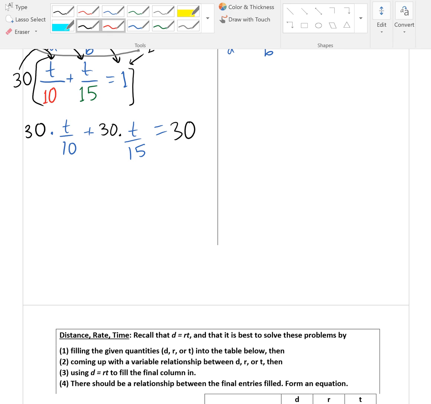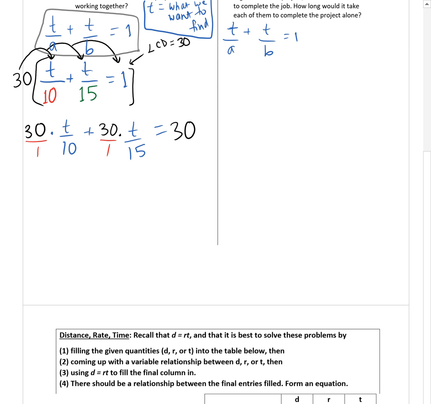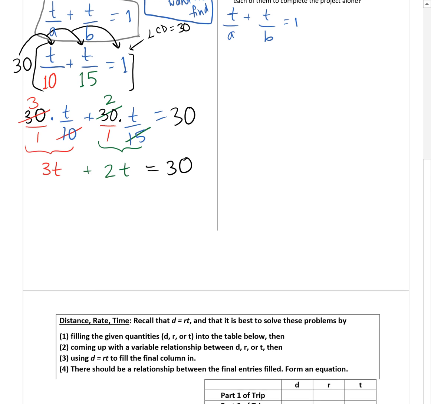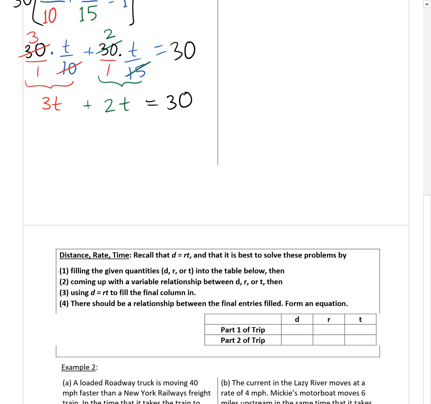Now let's put those 30s on the left side over 1 so I can see what reduces here. In the left product, 10 can go into 30 3 times, so the first term becomes 3 times t, which is 3t. In the second product, the 15 goes into the 30 twice, so you're left with 2t for that term. On the right side, it's already very simple. It's just equals 30. It's amazing how simple these problems get once you do a few steps. You have 3t plus 2t. Those combine to make 5t. 5t equals 30. And I will solve it by dividing by 5.